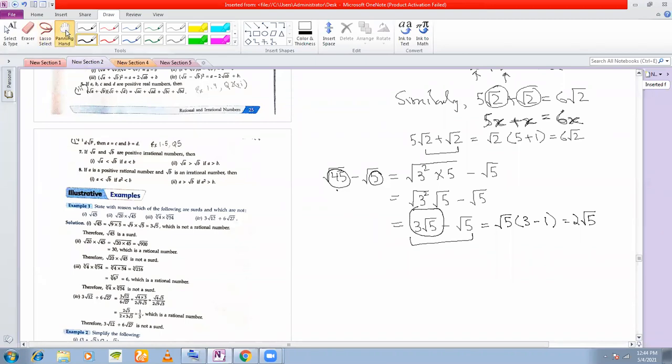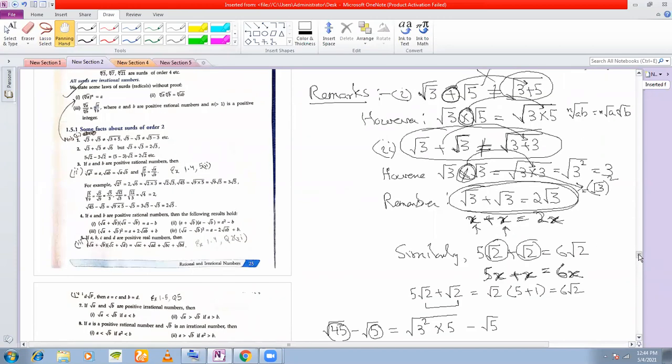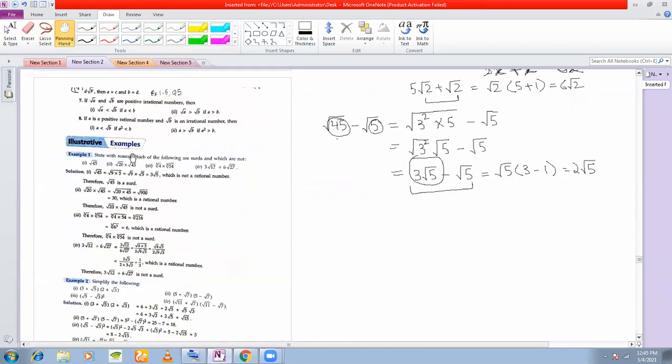Next remark. How many remarks have I given you till now? Two remarks I have given you. Third remark. The third remark will have four parts. First part is, remember this, if you are given root a plus root b, and root a minus root b, then how do you multiply these two, root a plus root b into root a minus root b?